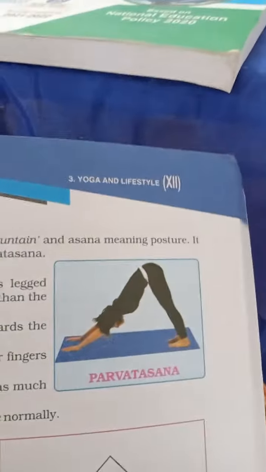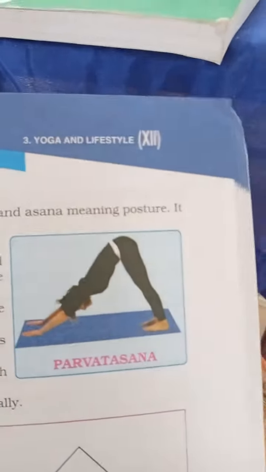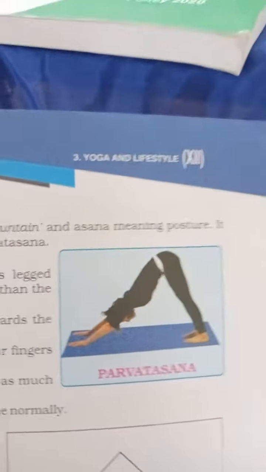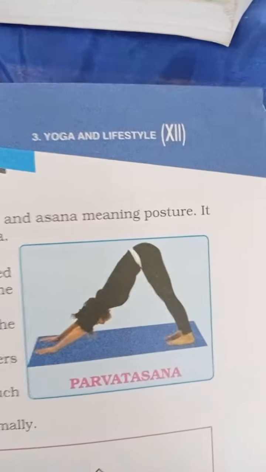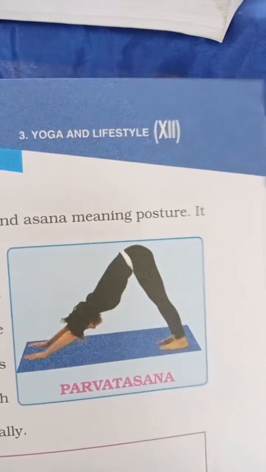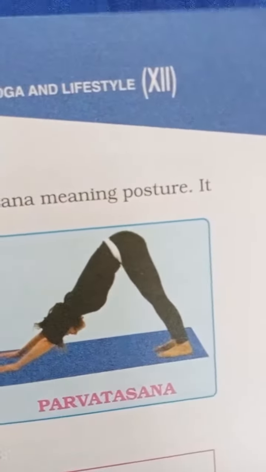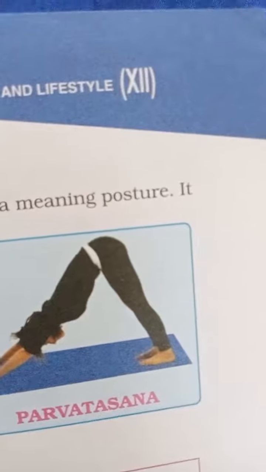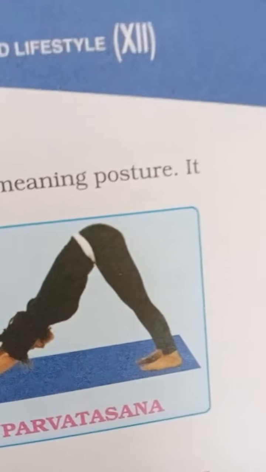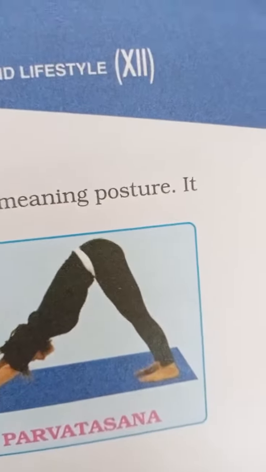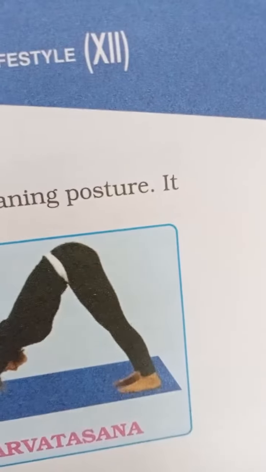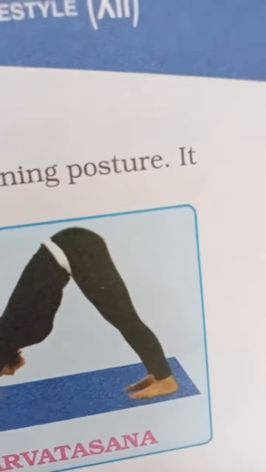Now let us see Parvatasana, like a mountain. Parvat means mountain and asana means posture. How are we doing this? Firstly, sit down on the floor in a cross-leg position. The legs are kept apart a little more than hip width. Bring hands in front so that palms face down towards the performer.